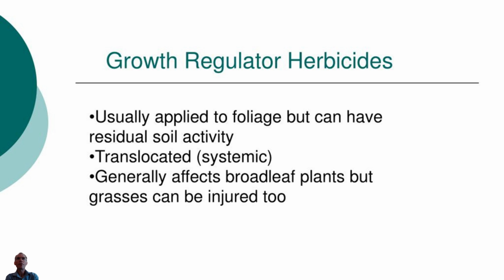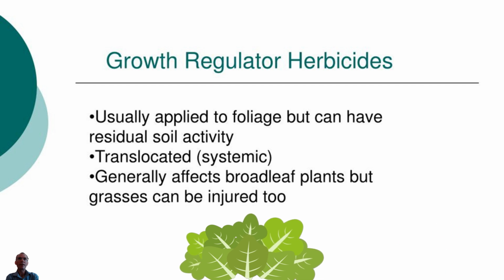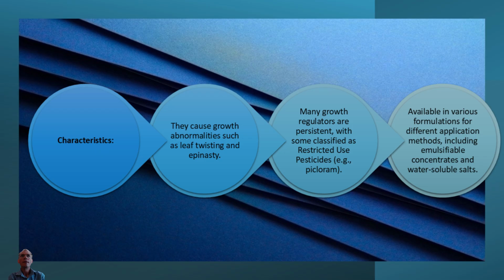Growth regulator herbicides are usually applied to foliage, but can have residual soil activity. Translocated, systemic, generally affects broadleaf plants, but grasses can be injured too. Characteristics: they cause growth abnormalities, such as leaf twisting and epinasty. Many growth regulators are persistent, with some classified as restricted use pesticides, e.g. picloram. Available in various formulations for different application methods, including emulsifiable concentrates and water-soluble salts.